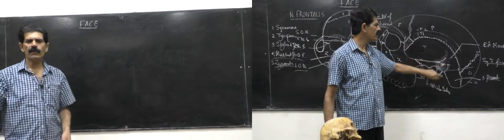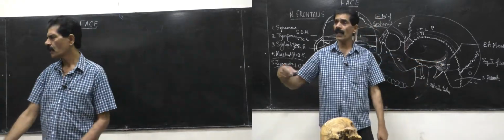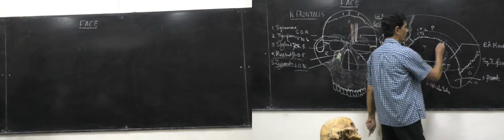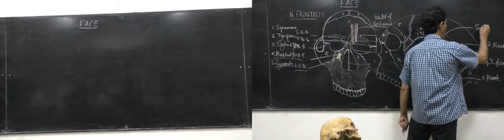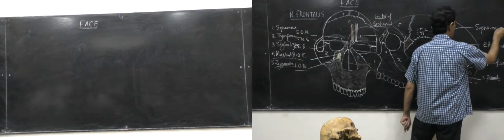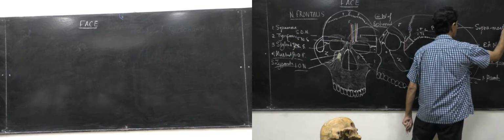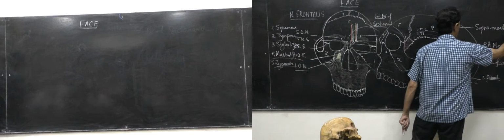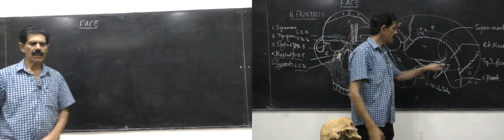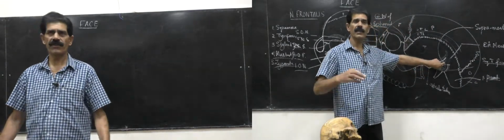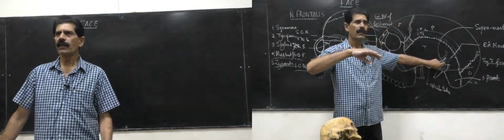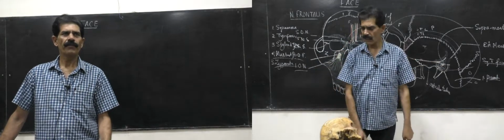Before going into the section of the face, the suprameatal triangle, one should be very clear about the bones of this region. If you know the bones of this region, then only you can understand the anatomy of the suprameatal triangle. So you have already done the Norma Verticalis and Norma Occipitalis.